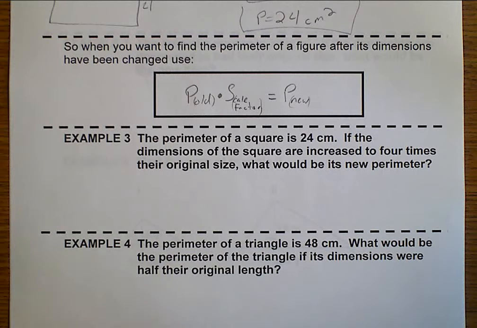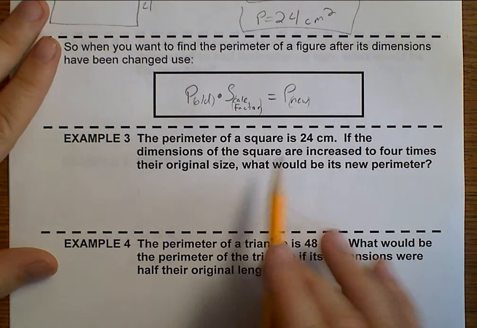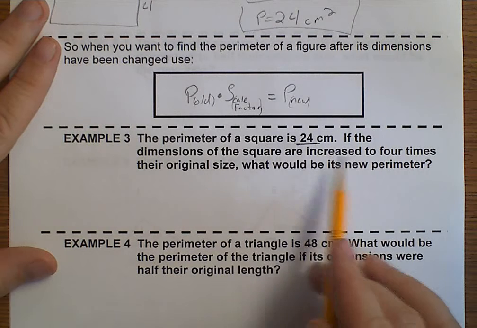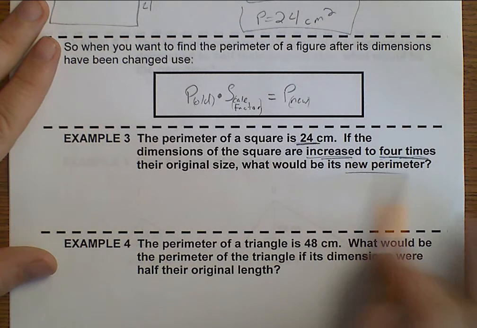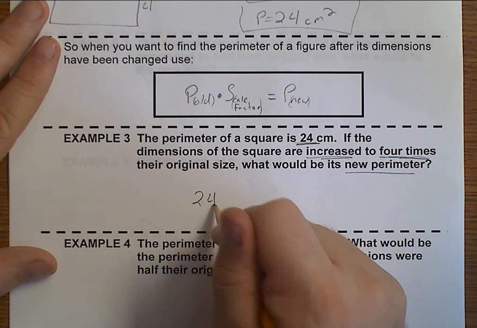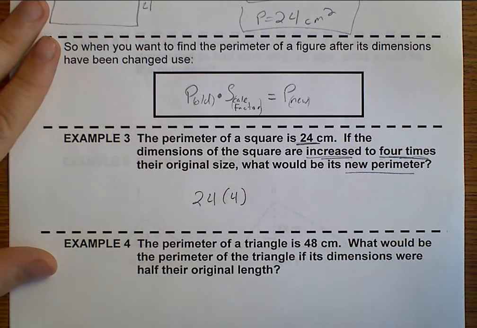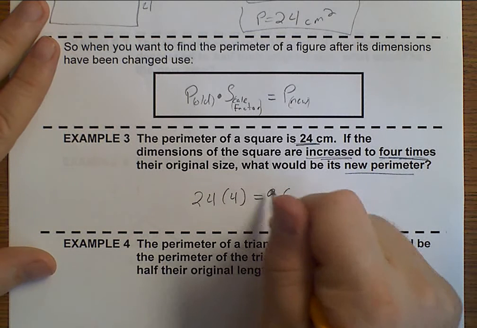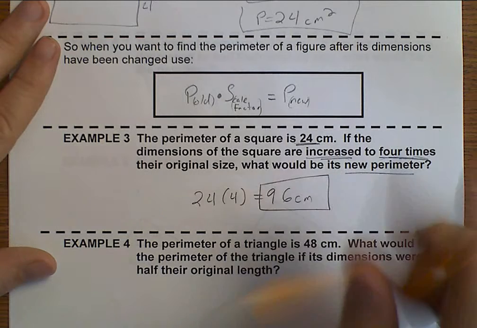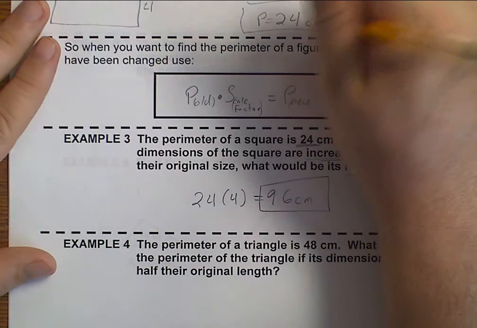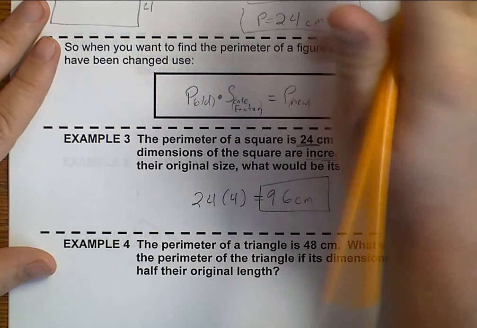So let's go ahead and take that into account. The perimeter of a square is 24. If the dimensions are increased 4 times, what's the new perimeter? Well, we just do 24 times 4 equals 96. Up here, I need to erase that squared because those are not square centimeters.